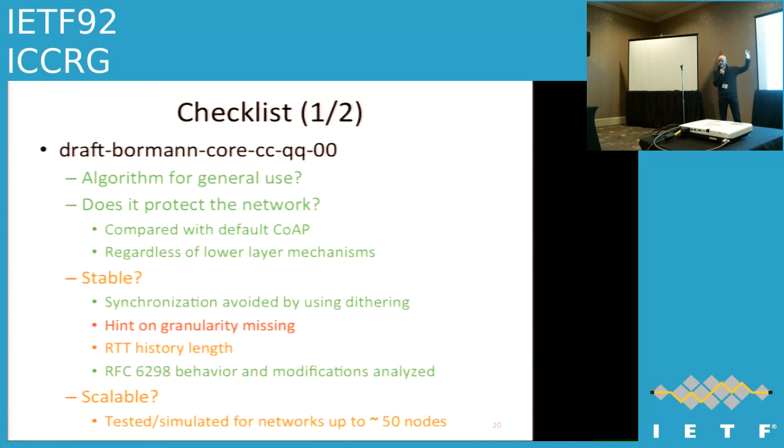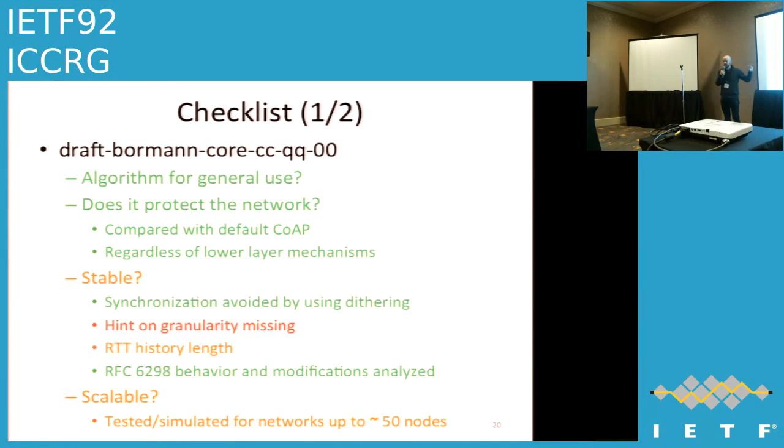So here I'll try to give a quick overview on whether we are doing well or not, taking into account this draft. We believe the algorithm is for general use. It has been analyzed for a wide range of different scenarios and with different traffic patterns. We believe it protects the network, assuming as a reference the performance of default CoAP, and also we believe this is regardless of lower layer mechanism settings. In this algorithm, we are trying to avoid synchronization effects by using dithering.